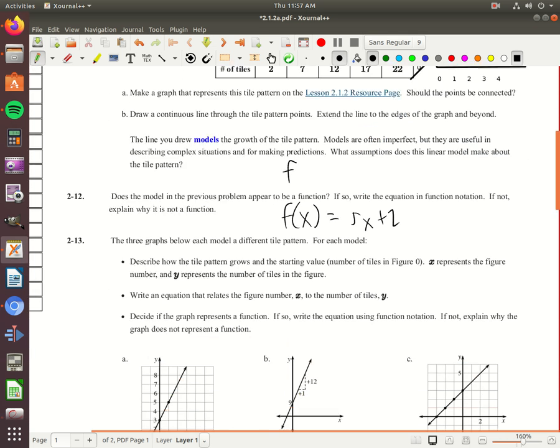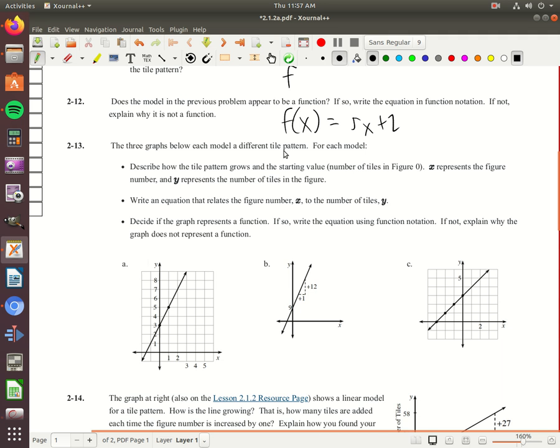Function notation. The three graphs below each model a different tile pattern. For each model, describe how the tile pattern grows and the starting value. So this one grows by up 2 over 1, so it grows by 2, and the starting value is 3. Actually, what I'm going to start doing is using m and b. m is my growth. Let's get used to those terms. And b is my starting value.